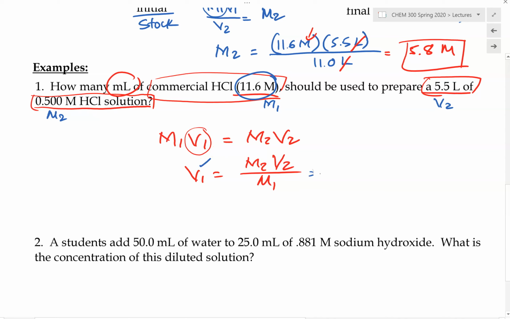And now let's plug in all of these variables right here. So M2 in this case is equal to 0.500 molar, and V2 is 5.5 liter. And now M1 would then be 11.6 molar.